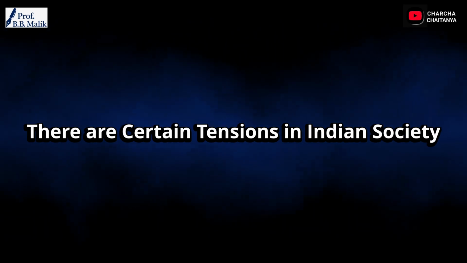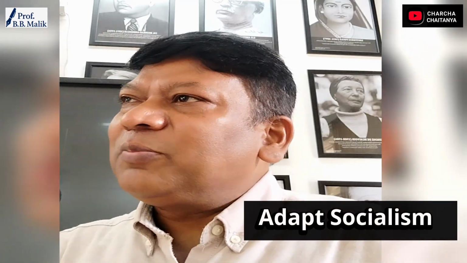You can try to look at this. I'm talking about the period from 1960 to 65. During those five years, there were certain tensions in Indian society. Tension in the sense that during this period, 60 to 65, it was not clear whether we were trying to be a capitalist society, or to adopt socialism, or to be a mixed economy. So this kind of tension was there during 1960 to 65.